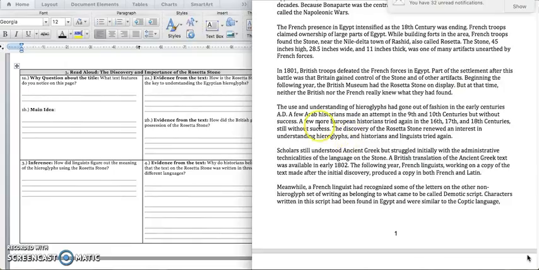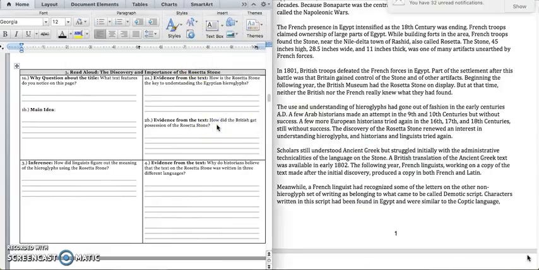So in 2B, we would write, the British defeated the French army in Egypt in 1801 and got possession of the Rosetta Stone as part of the peace agreement. The Rosetta Stone was placed in the British Museum for display. Press pause to write down your answer and play when you're ready to keep reading.